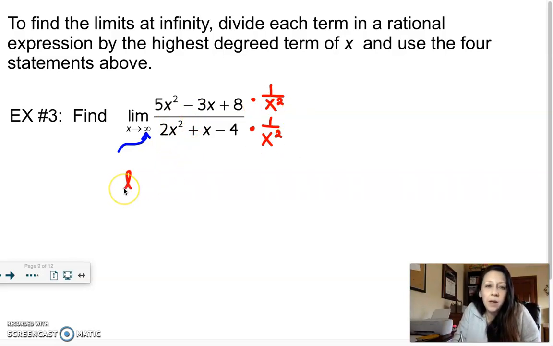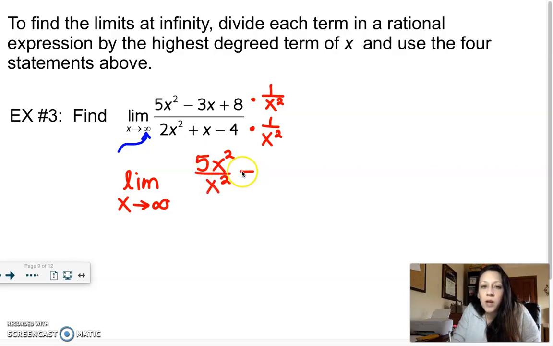So what would happen is you would still have your limit over here, but then each of your terms would be written as over x squared. So 5x squared over x squared minus 3x over x squared, okay?